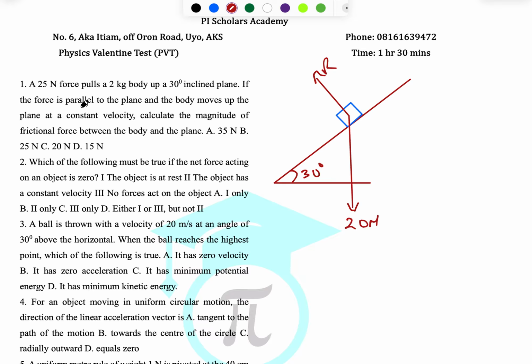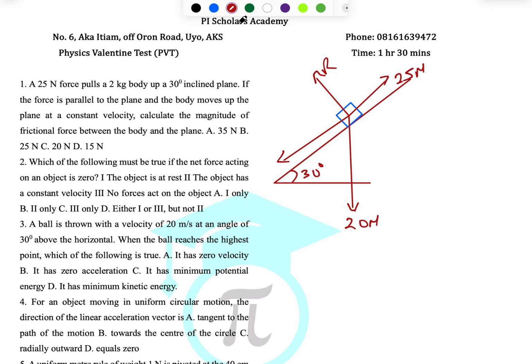And the next one is the force itself. The force is pulling it up. So you have the force, 25 newtons, acting upward here. Lastly, we are told to find the frictional force. Friction always opposes the direction of motion. So the intended direction of motion of this object, or in fact the actual direction it is moving towards, is up the plane. Therefore, the frictional force is going to be down the plane.